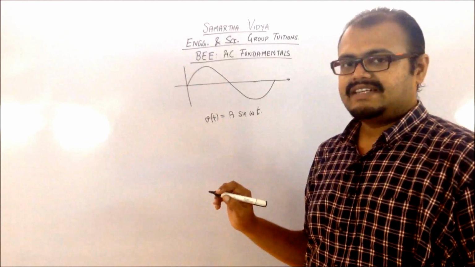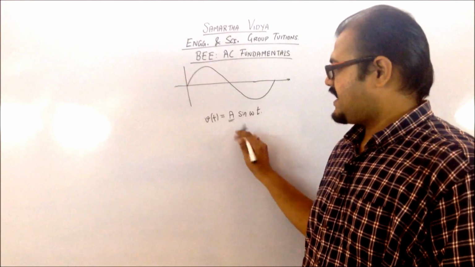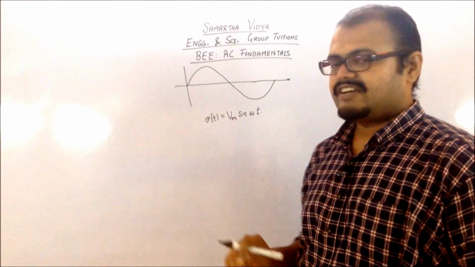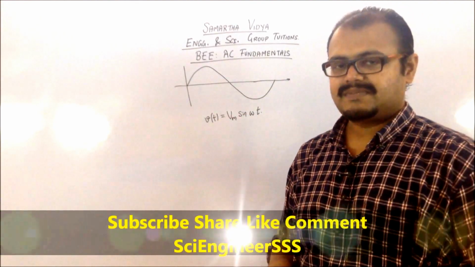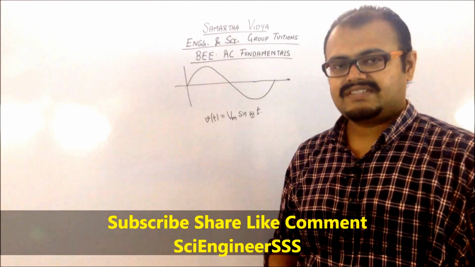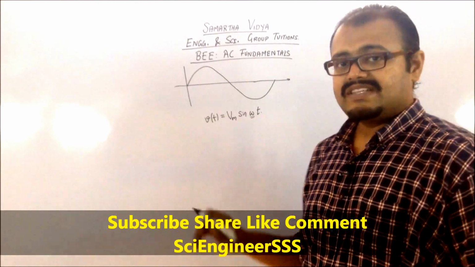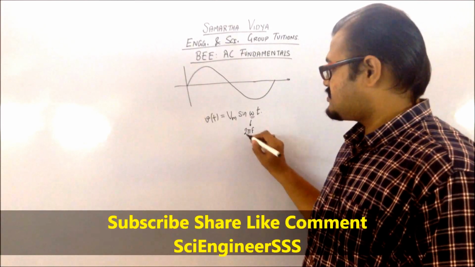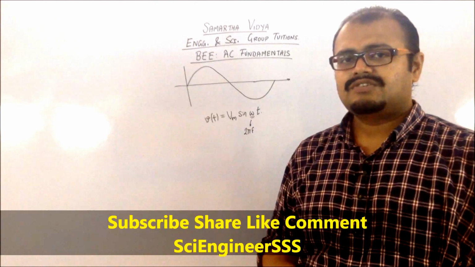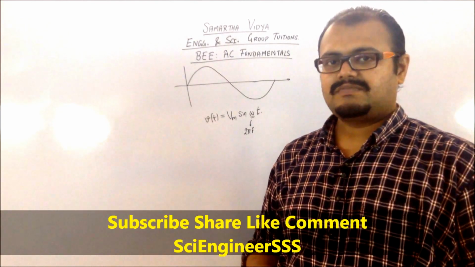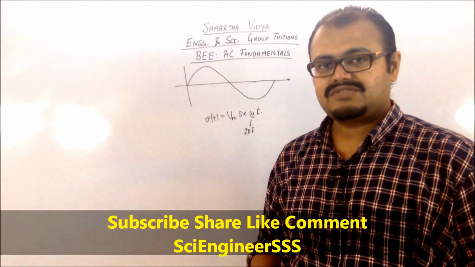Now in this you have to understand that your A is the maximum voltage which I will be getting from this particular waveform. The ωt is called the angular frequency of this particular waveform, where ω is also written as 2πf. So in this case, your f is nothing but the frequency of this particular waveform. There are some basic definitions which you should understand.